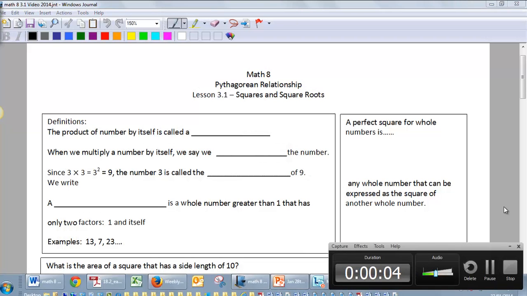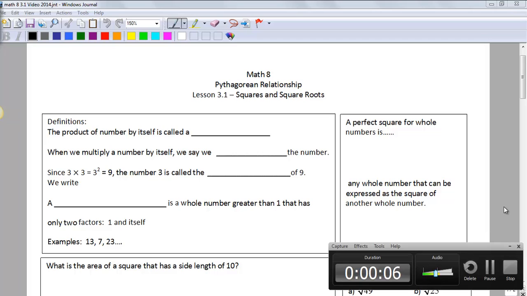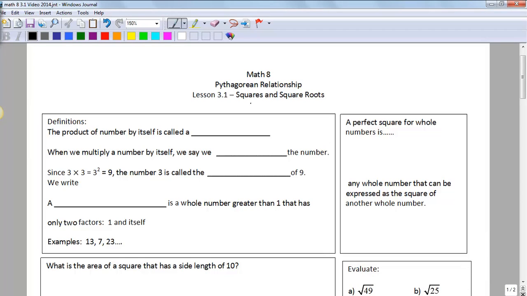Okay, welcome to our brand new unit on Pythagorean relationships, chapter 3 in your textbook. So we're talking here about squares and square roots. I want to do a little bit of definitions, right? There's a lot of words that are very, very similar, so hopefully you can look back on this for clarification later.